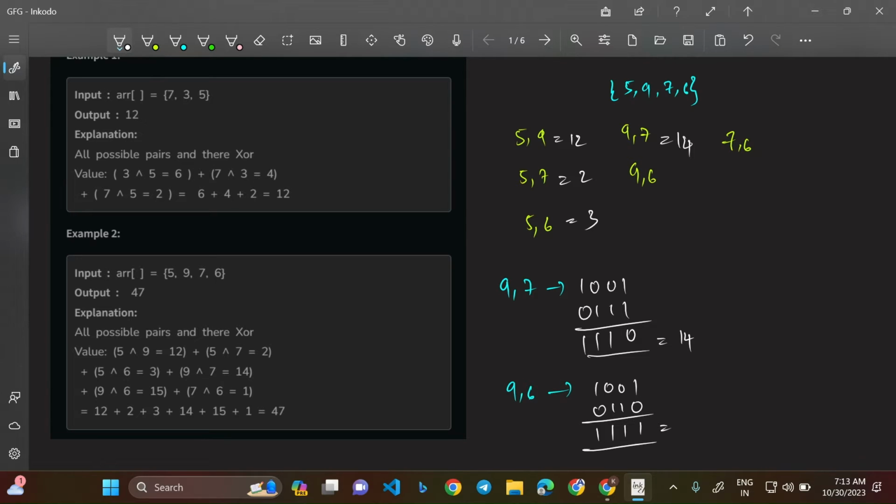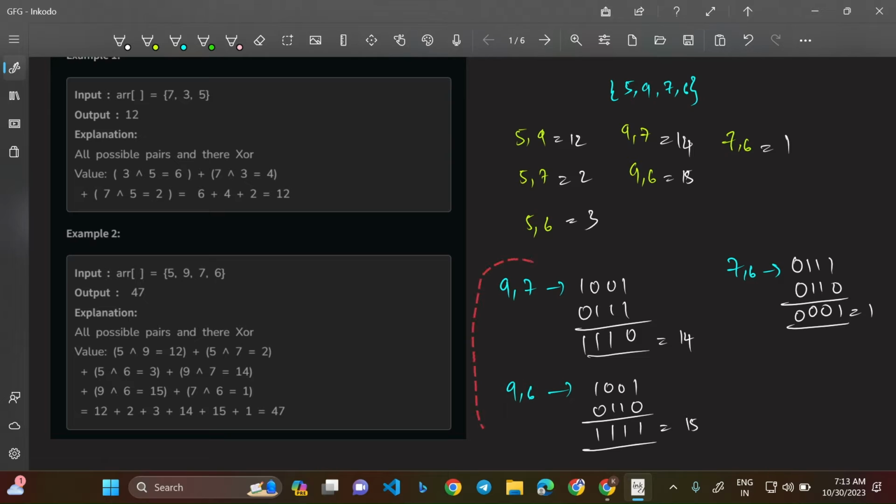So all bits are 1, and this is actually equal to 15. Alright, this is 8421, that is equal to 15. And finally, evaluating the XOR of 7 and 6. So the XOR of 7 and 6 is 0 1 1 1 and 0 1 1 0. So here 1 XOR 0 is equal to 1, 1 XOR 1 is 0, 1 XOR 1 is 0, 0 XOR 0 is 0. So here the sum is 1.